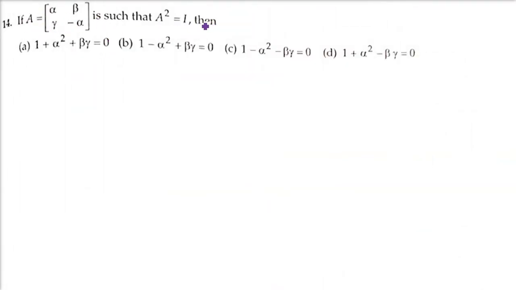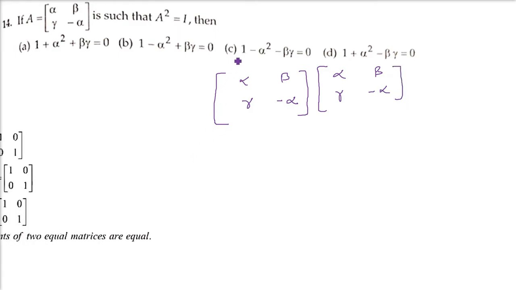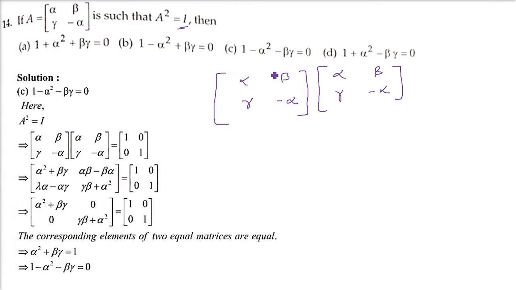Now A is given like this. A square equals I. Then you have to have this expression. This is alpha, beta, gamma, minus alpha, and we are multiplying it again with alpha, beta, gamma and minus alpha. We'll equate with the identity. So there will be just multiplication, just equate, and that will be your expression. So alpha square, then plus gamma beta. It is not alpha, it is gamma beta. I'll just change it. Then alpha beta and minus alpha beta.